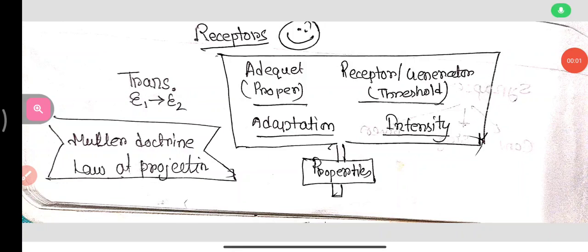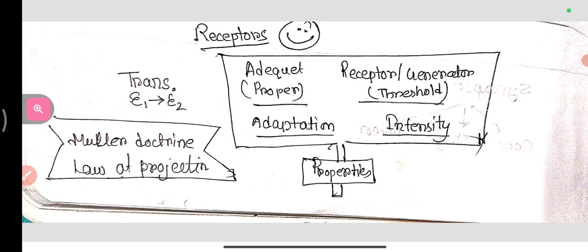In this video, we are going to discuss the properties of receptors. Receptors are basically biological transducers. A transducer is an entity that converts one form of energy into another form of energy.